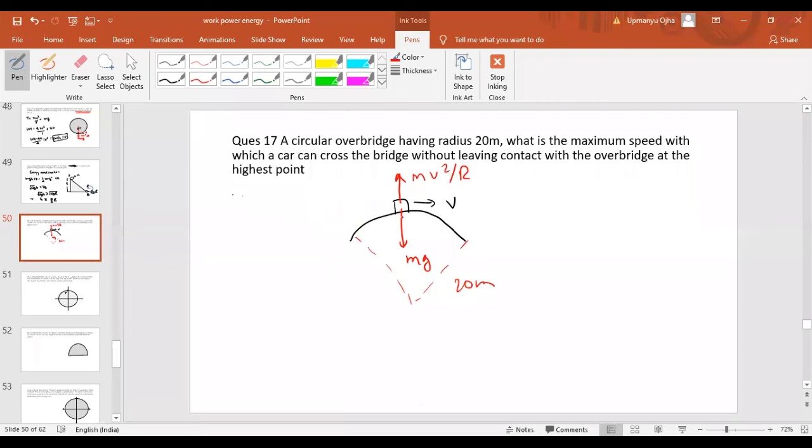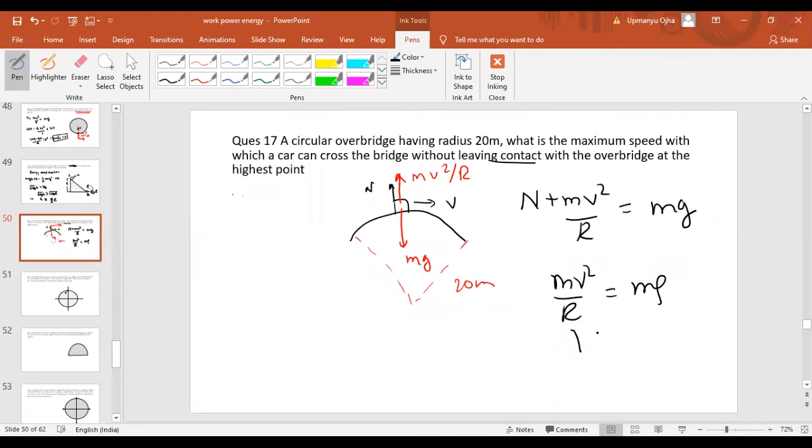And since this bridge is in contact with the car, it will have a normal reaction also. The normal reaction will be upward. So if we write the force equation at this point, we can write normal plus mv square by r should be equal to mg. The condition so that it will not lose contact is when the normal reaction becomes zero. So mv square by r should be equal to mg. Therefore, velocity should be equal to root rg.